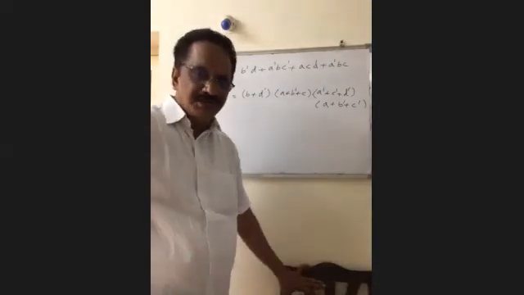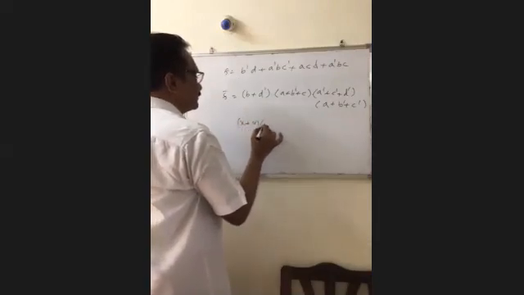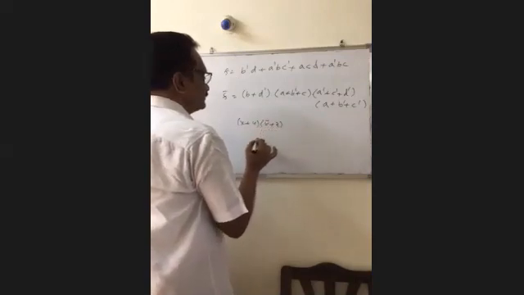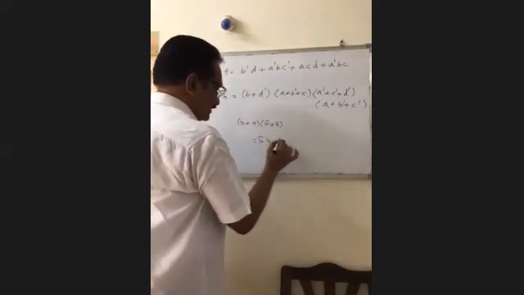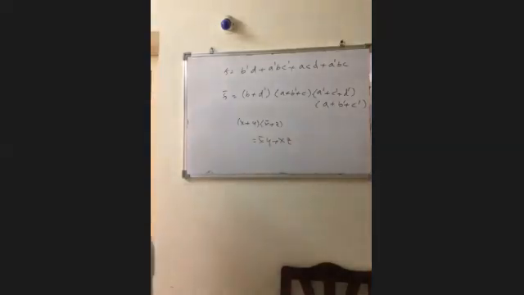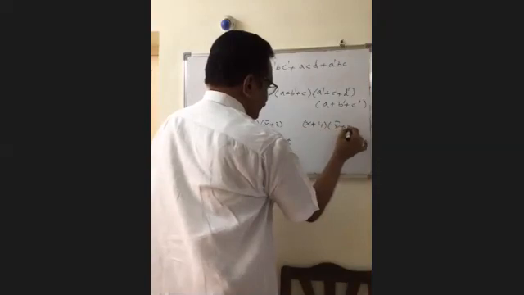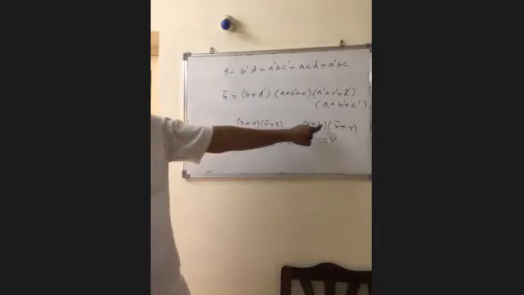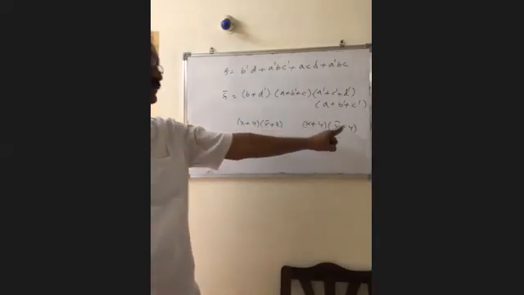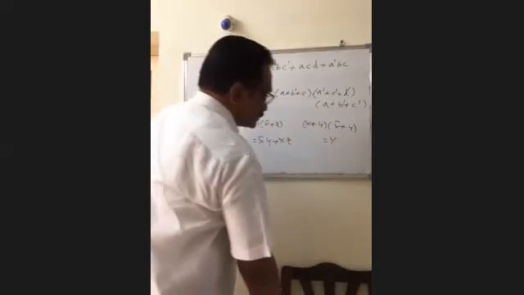According to the transposition theorem, what is the transposition theorem? (x plus y) into (x bar plus z) is equal to x bar y plus xz. That is the transposition theorem. What is the modification of the transposition theorem? (x plus y) into (x bar plus y) is equal to y only. This is the modification of the transposition theorem. That is according to the transposition theorem.